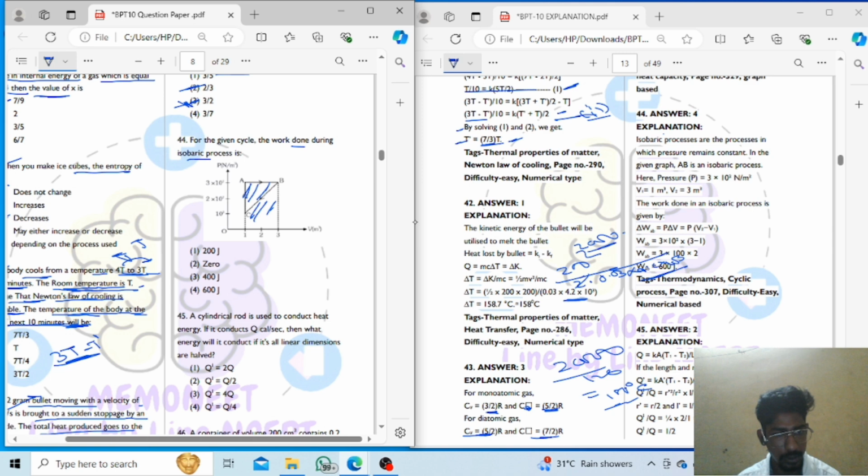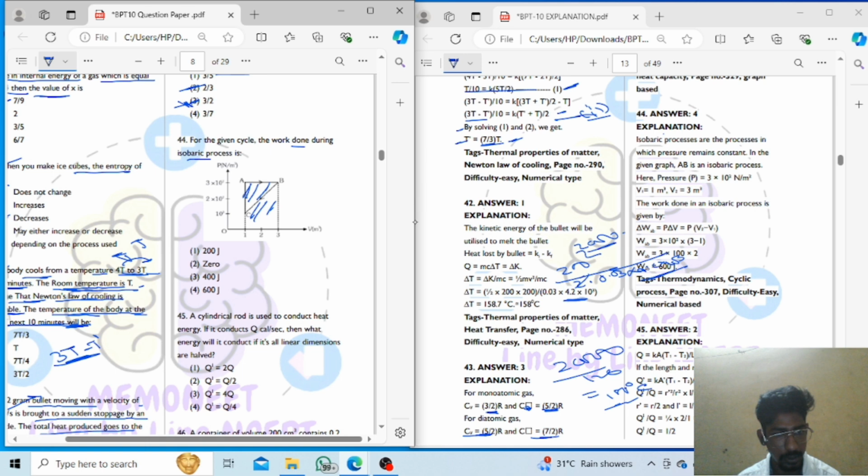For the isobaric process, the formula is P into del V, that is V2 minus V1. P is 3 into 10 to the power 2, V2 is 3 and V1 is 1. So 3 minus 1 is equal to 2. 2 into 3 is 6, so 6 into 10 to the power 2, which means around 600 joule will be the answer. Okay, in the isobaric process, the pressure remains constant. So therefore the pressure will be this one only here, right?